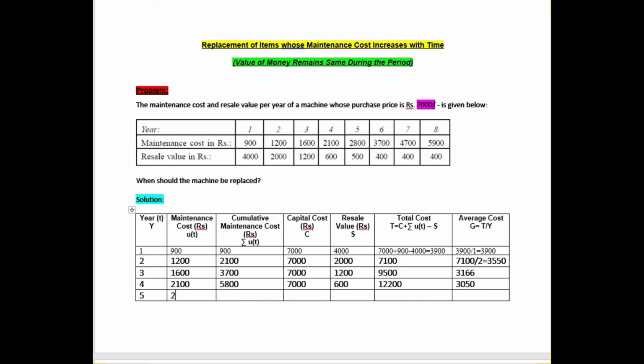For fifth year, the maintenance cost will be 2800, and the cumulative maintenance cost will be 3600. The capital cost will be 7000. The resale value at the end of fifth year is 500. Total cost will be 15100, and the average cost will be 3020.